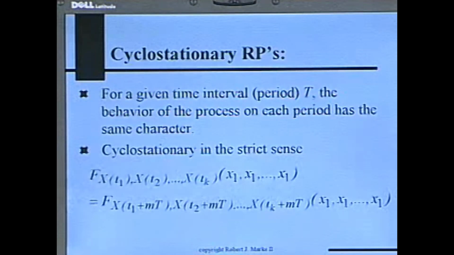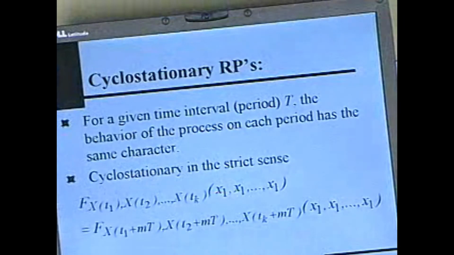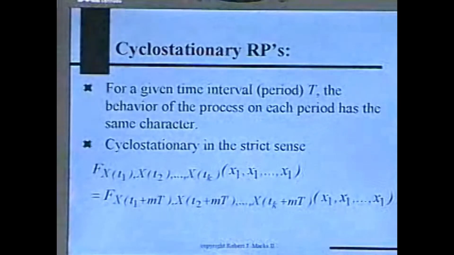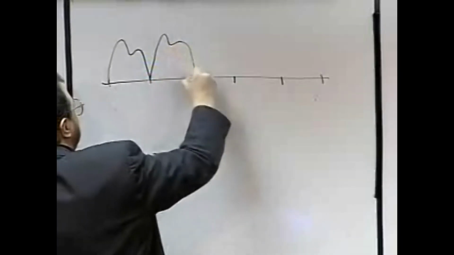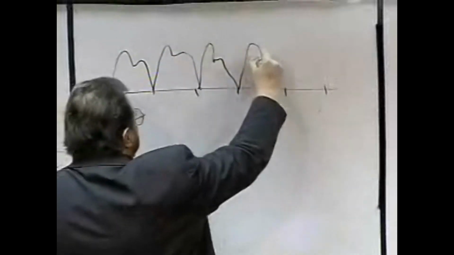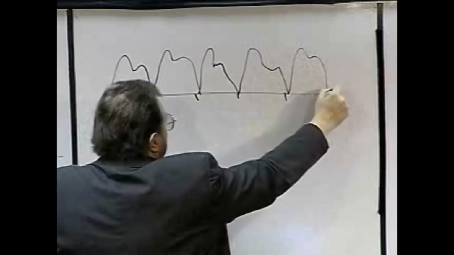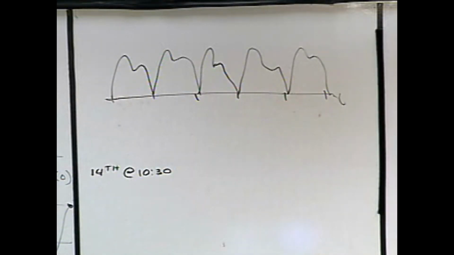We have cyclostationarity in the strict sense, which says no matter where you go in one period, if you go to another period, it has to have exactly the same random variables. Ooh, not good. I did something bad. Okay. So therefore, if one were to have a strict sense cyclostationary stochastic process, maybe it looked like this. See, I'm trying to get periodicity, but with variations in the period.